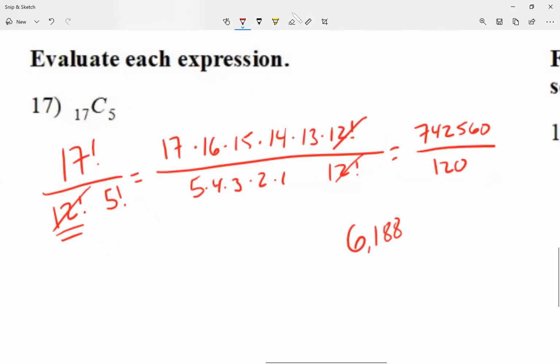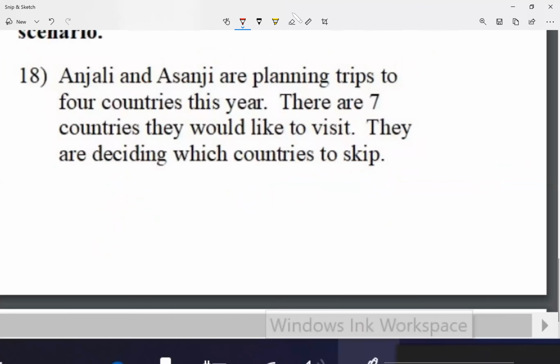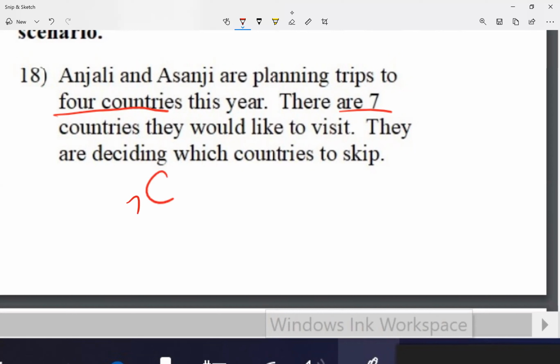Nice. Now looking at question number 18. Anjali and Asanji are planning trips to 4 countries this year. There are 7 countries they would like to visit. They are deciding which countries to skip. So there's 7 countries, but they're going to go to 4. It doesn't say how long they're going to spend on each country, so the order does not matter. So I'm going to say choosing out of 7 countries, they're going to choose 4. They're going to visit 4.